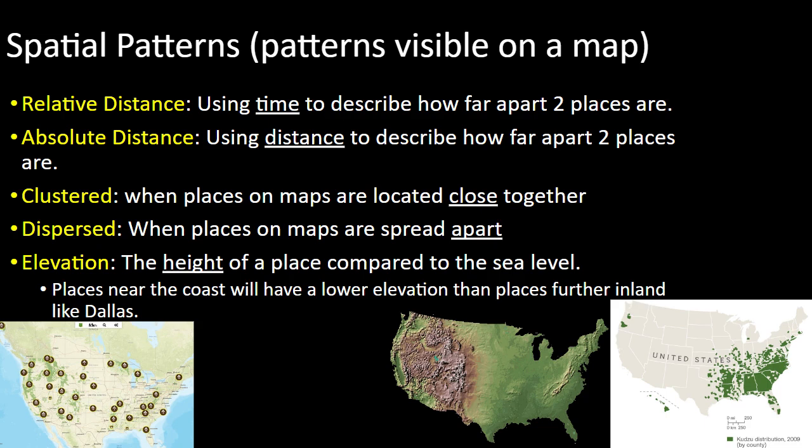Okay, the next spatial pattern is clustered. This should be an easy word for y'all to know. Clustering just means a bunch of things that are close together. Dispersed is the opposite of clustered, meaning everything's spread out. Elevation is the height of a place compared to sea level. Elevation is important to know because it impacts your climate, your population density, and how high you need to have the temperature on your stove to boil water, things like that. Denver is a high elevation city.